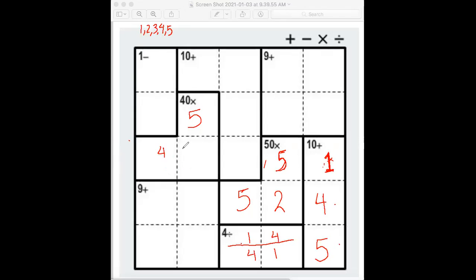So again, these are either 4 and 2 or 2 and 4. And that leaves 3. The only possibility for 3 on this row must be over here. So that's 3.